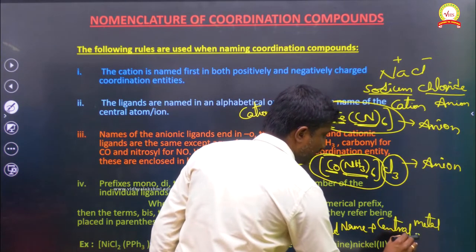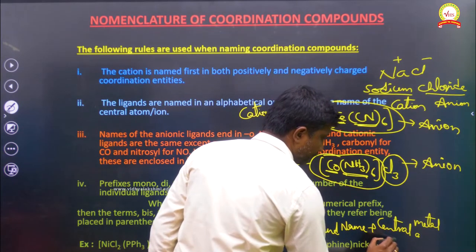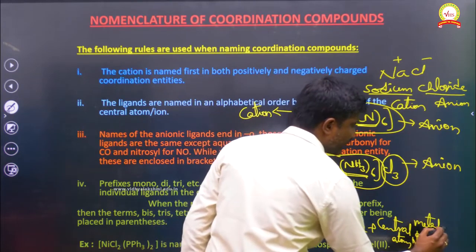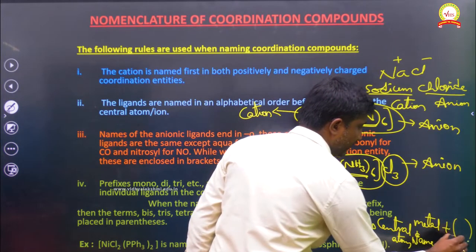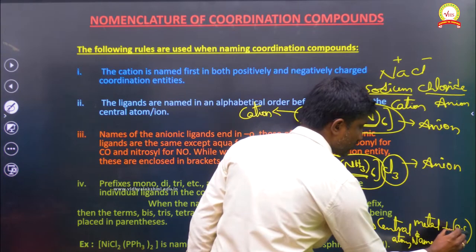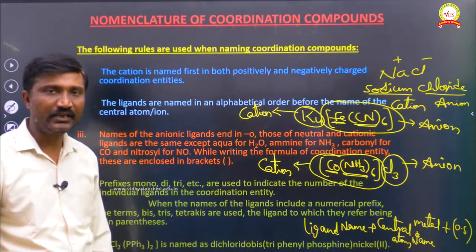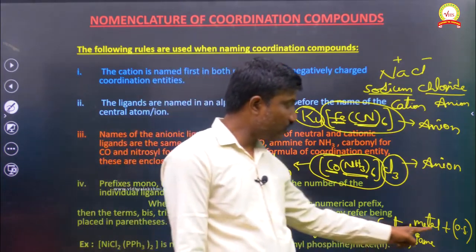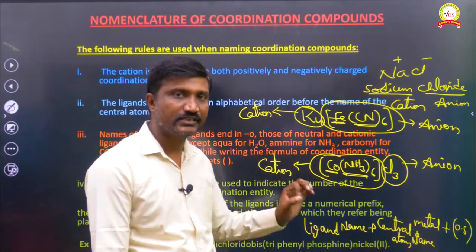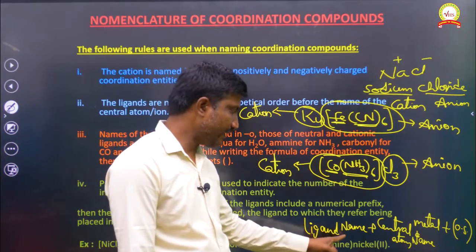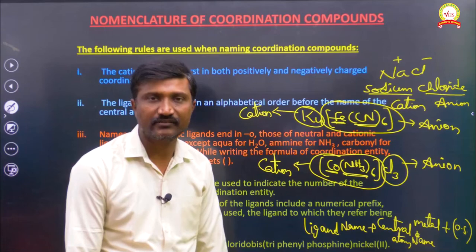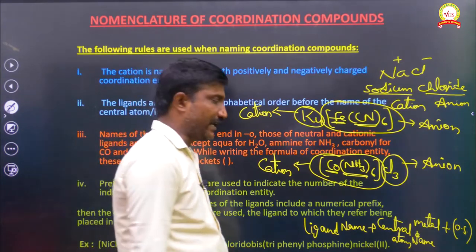Central metal atom name we have to write. After that, we have to indicate the oxidation state of that central metal atom in bracket. This is the sequence we have to follow to write down the coordination sphere name: ligand name, central metal atom name, and after that the oxidation state of that metal atom in parenthesis.